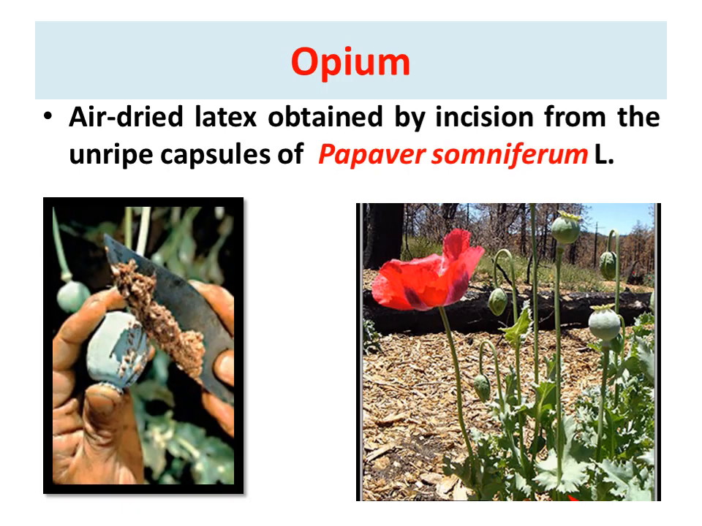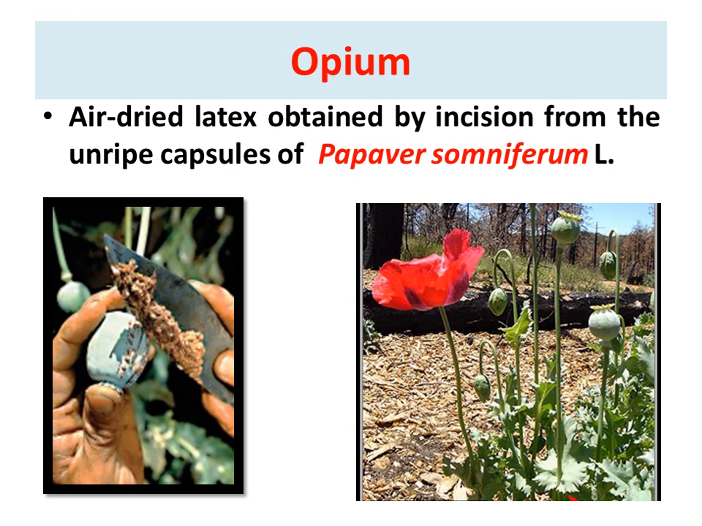The second drug I'm going to discuss today is opium. Opium is "afyoun" in Arabic. The definition of opium states that it is air-dried latex obtained by incision from the unripe capsule of Papaver somnifera. There is a plant termed Papaver somnifera. The Latin name of the plant is Papaver somnifera.